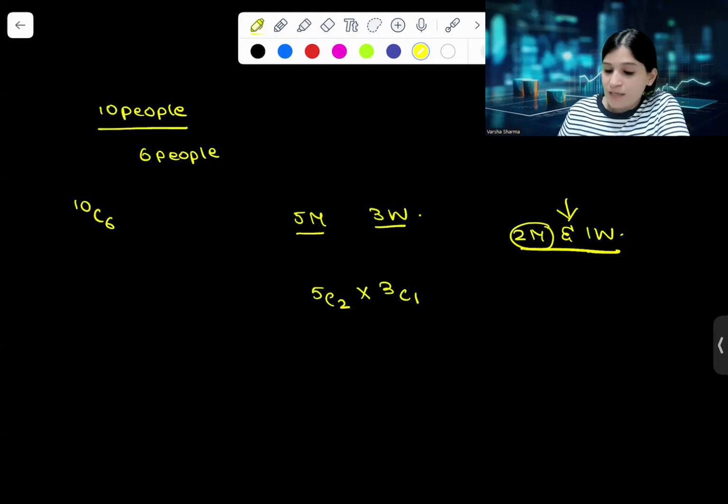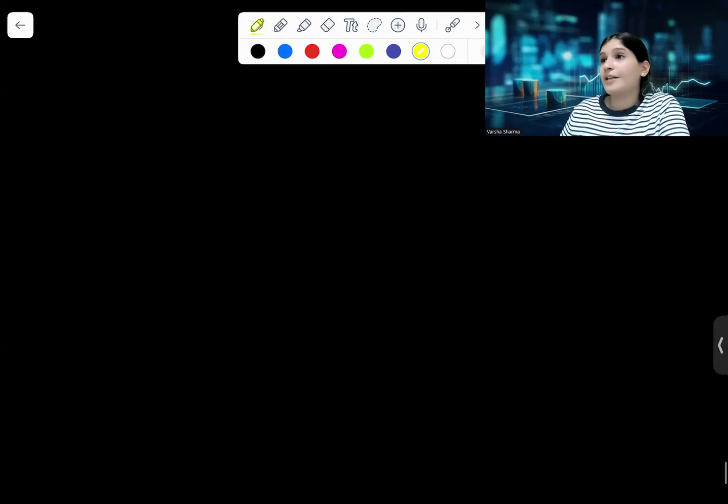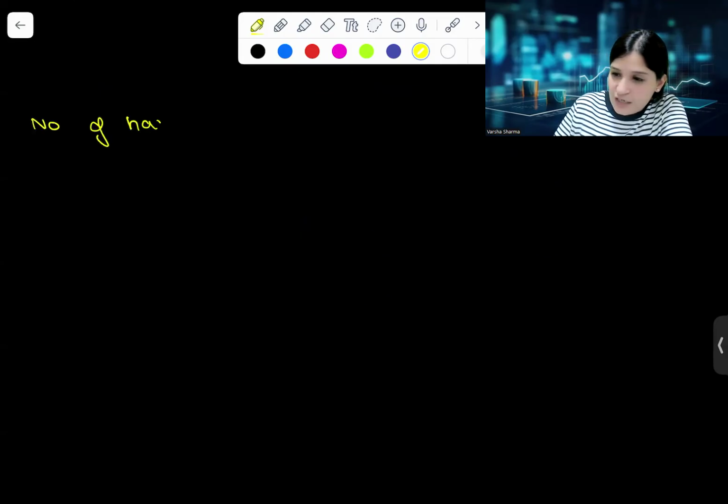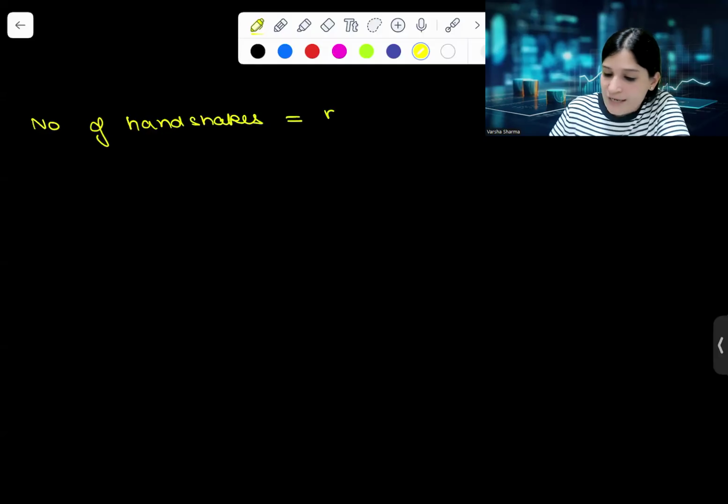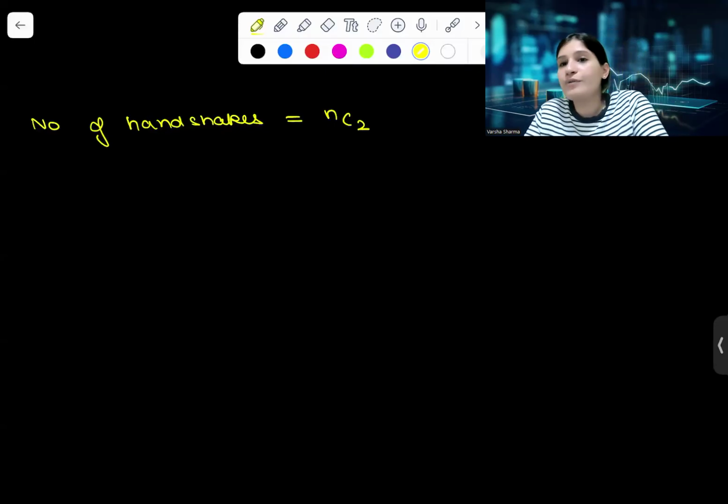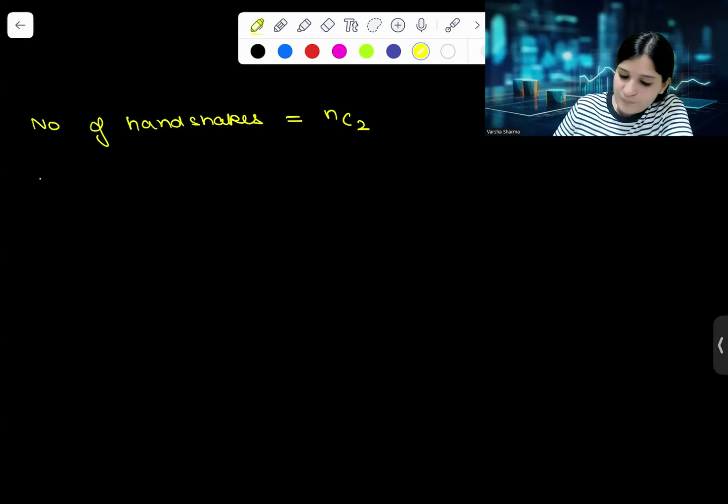Then we talked about different scenarios. First, we talked about number of handshakes. What was the formula for number of handshakes? NC2. Out of 10 people for a handshake, we only want 2 people. So out of 10, just choose 2 people who are going to have a handshake between them. So the formula for handshake is NC2.